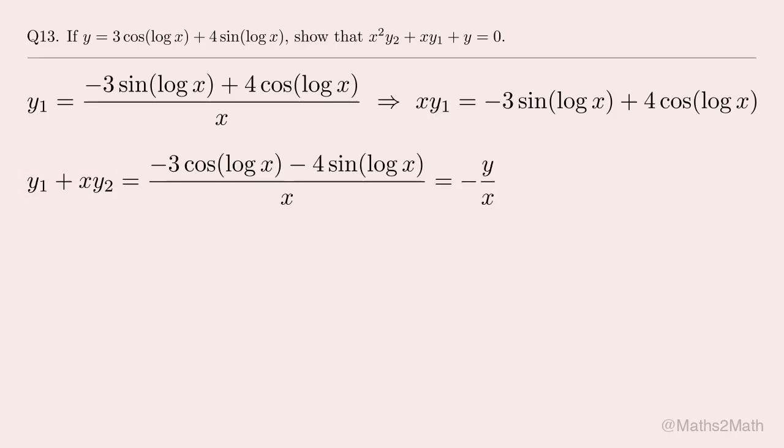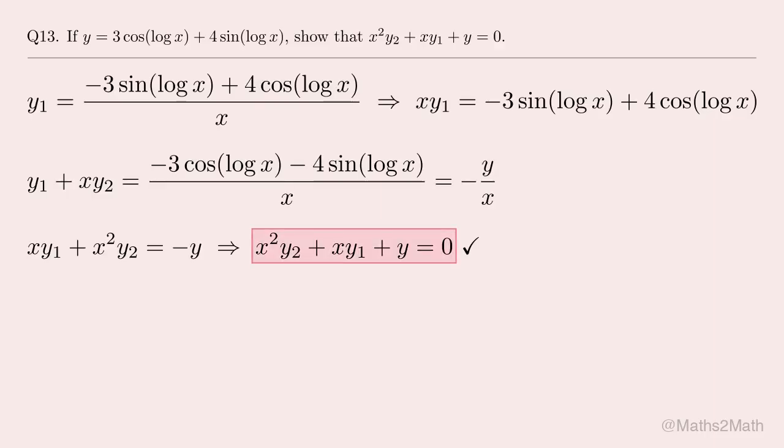Differentiate that product. Left side gives y1 plus xy2. Right side lands back on minus y over x. Multiply by x and rearrange. Exactly the required equation.